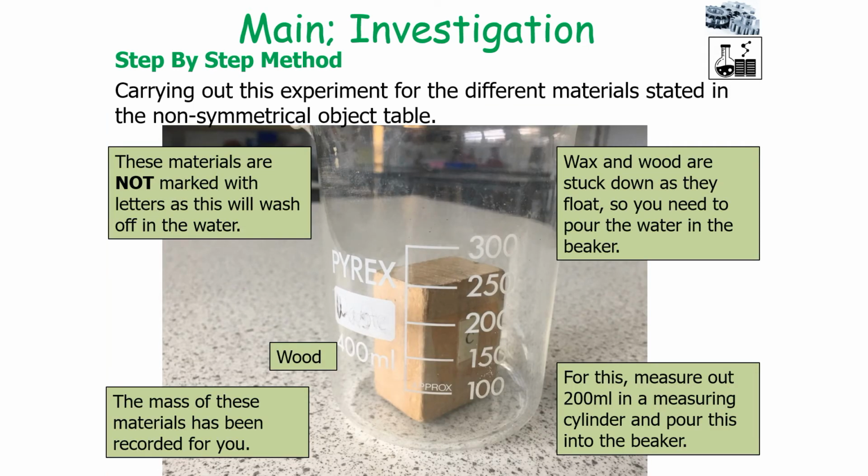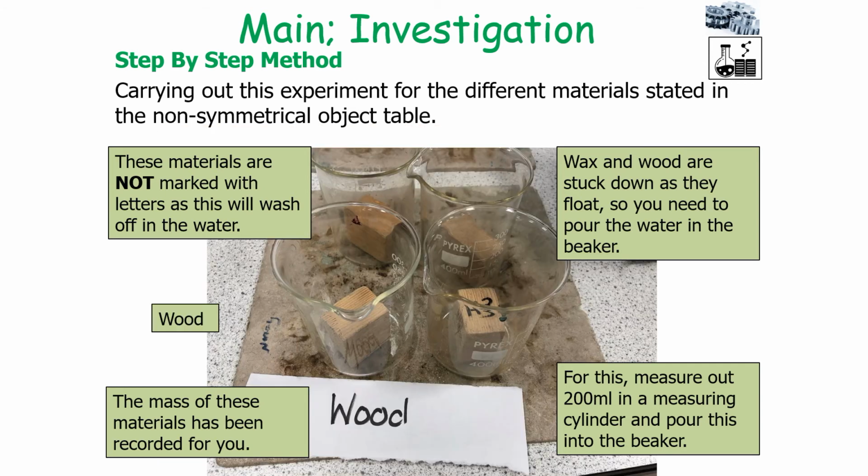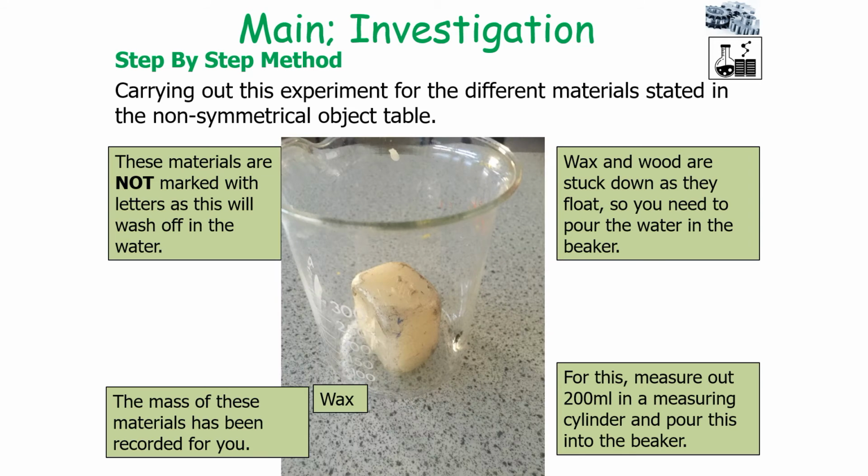Now when you're carrying this out, remember, you've got to know what each material is. For wax and wood, they float, so you'd need to pour water into the beaker. For this particular investigation, to measure out the 200 mils, you would measure it out in a measuring cylinder first and then pour this into the beaker.